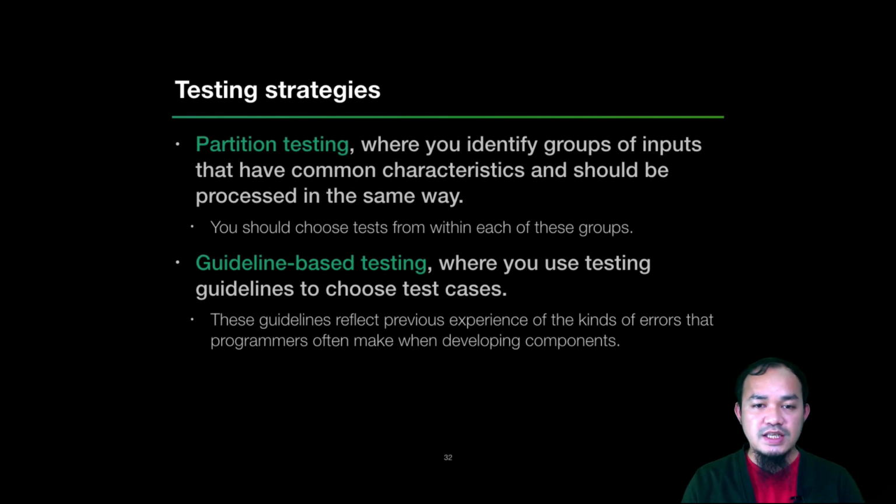Guideline-based testing is where you use testing guidelines to choose test cases. There are many people who propose guidelines for finding errors and defects in the application. There are guidelines 1, 2, 3, or 4, 5, and so on. There are many, so you can choose from them. Okay, these are the two strategies. Mostly, if you are a beginner, it is better to use partition testing. If you want to move to a little more advanced level, you can use guideline-based testing.